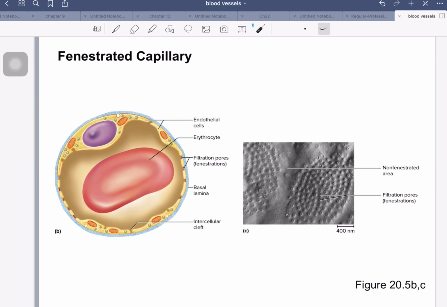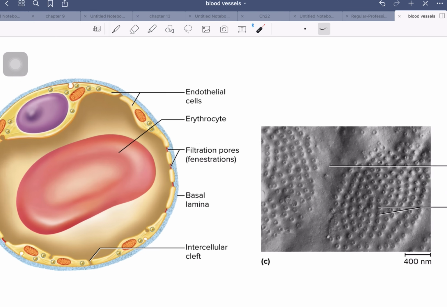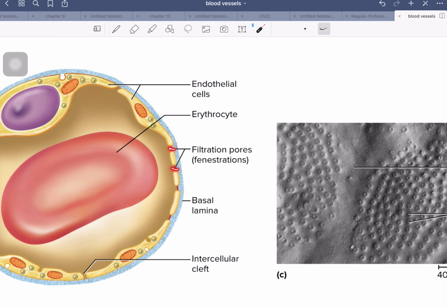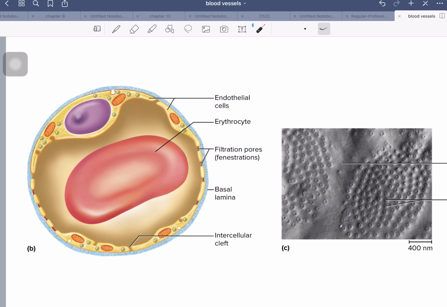And we can see here continuous capillaries. We have intercellular clefts. We have the fenestrations. So you can see there's fenestrations, pores, or the filtration pores if you want to see them. And you can actually look over here, and this is a surface view. This is looking down on the surface with electron microscope, and you can see the individual filtration pores. So it really does have a completely different architecture because it's serving a different function.